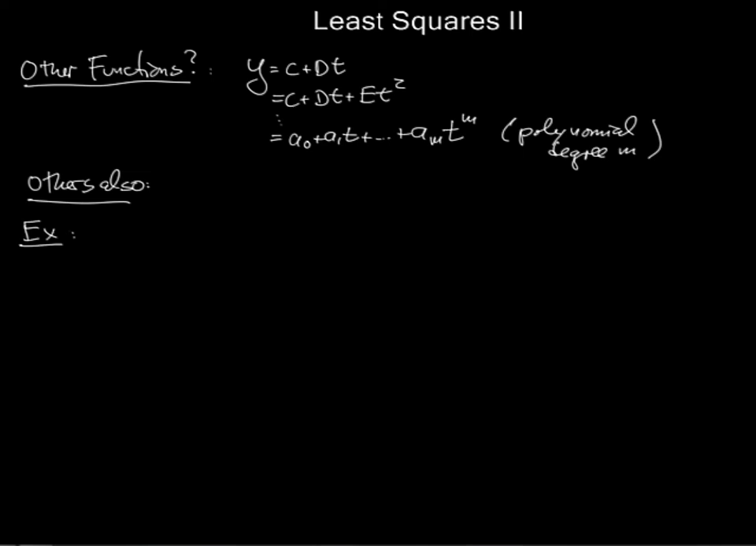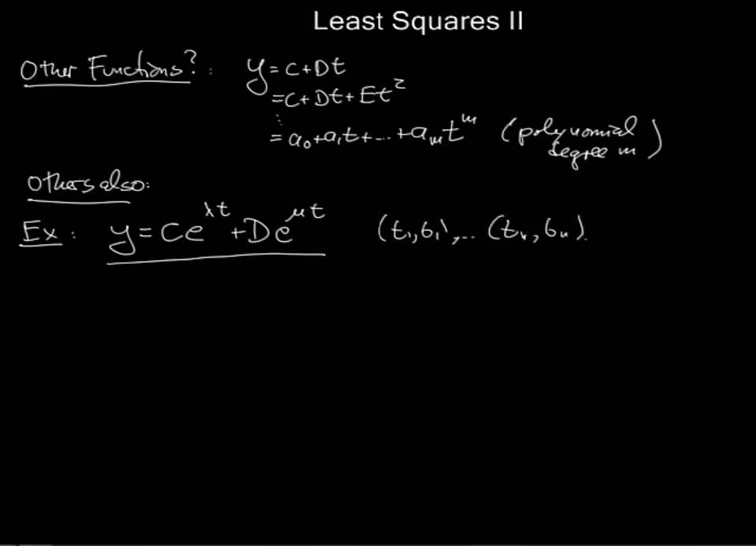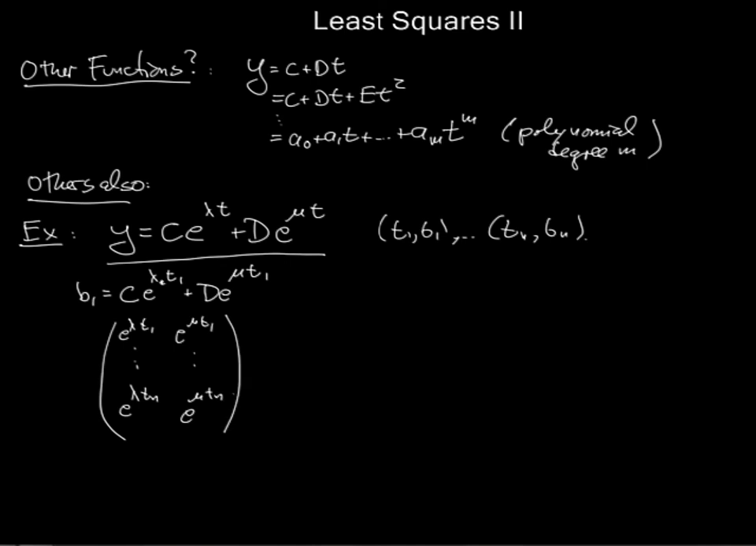For example, this is very close to one that's written in the book. Suppose I was trying to fit some data to a sum of exponentials, e to the lambda t and e to the mu t, and I'm trying to find these constants c and d. I'm just illustrating that it doesn't matter that these functions are polynomials or powers or anything. What do you get in this case? You're trying to solve b1 is equal to c e to the lambda t1 plus d e to the mu t1, and so on. If you write this down as a matrix equation, you get this matrix here with these exponentials in it, and you're trying to solve this.